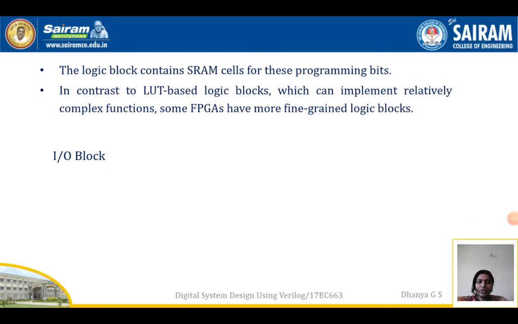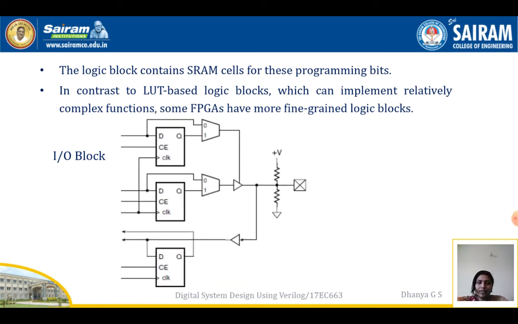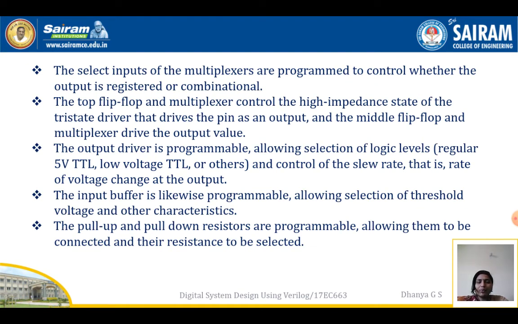Now I'll just show you the IO blocks which are there in the FPGA. So you can see here a flip-flop, you can see here a multiplexer, you can see here a tri-state buffer, as well as some resistors. I'll just brief out that the select inputs of the multiplexers are programmed to control whether the output is registered or combinational. The top flip-flop and multiplexer control the high impedance state of the tri-state drivers that drive the pin as an output, and the middle flip-flop and the multiplexer drive the output value.